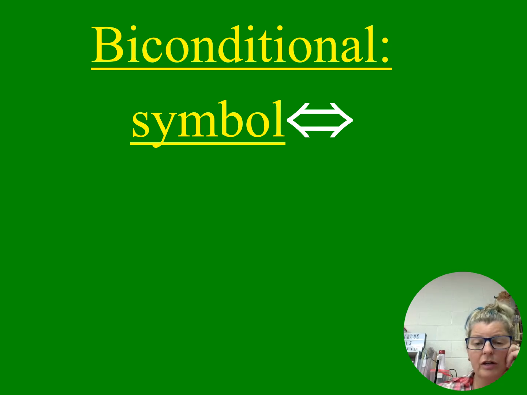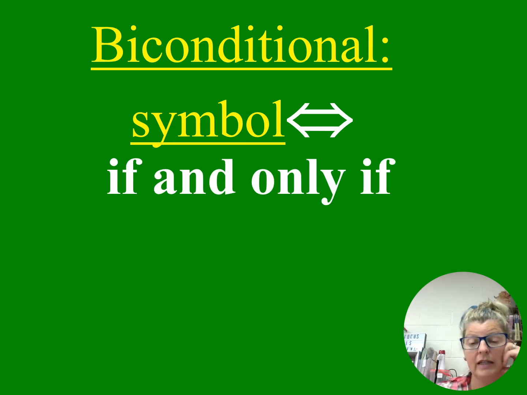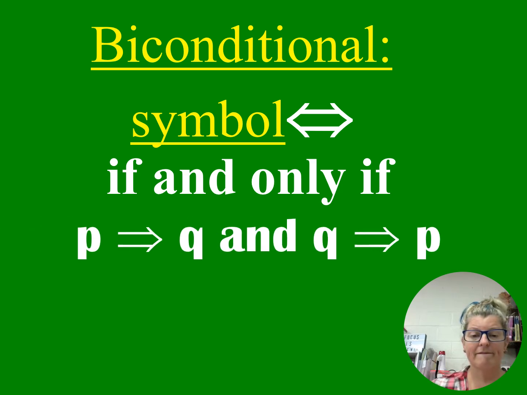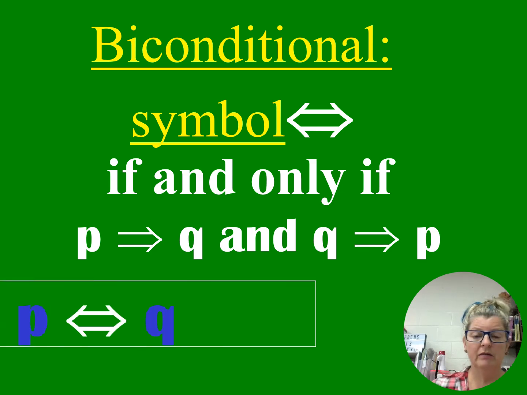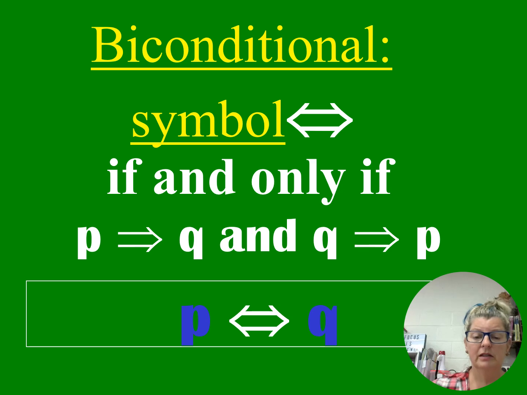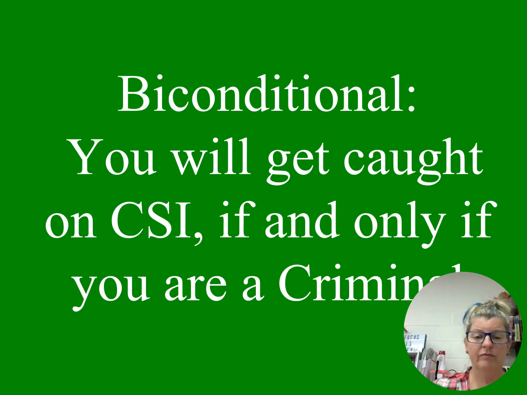A biconditional, notice it here because we have the arrows going in both directions, is if and only if. That is the difference. So a conditional is an if-then, a biconditional is an if and only if. So P to Q and Q to P: P if and only if Q. So a biconditional for the statement: you will get caught on CSI if and only if you are a criminal. It's just a way of rewriting these statements.